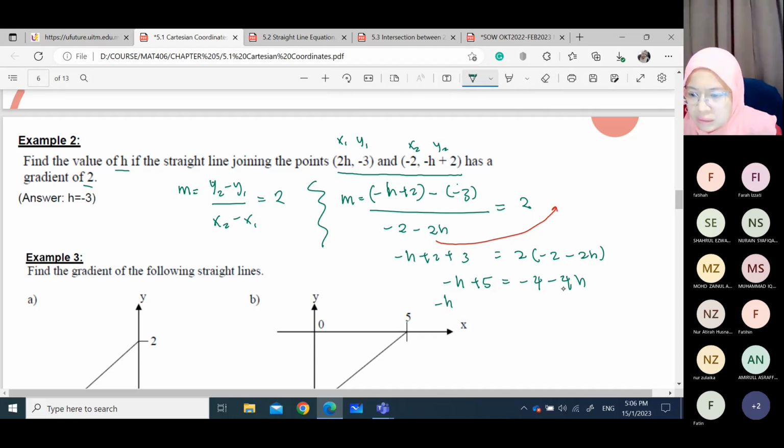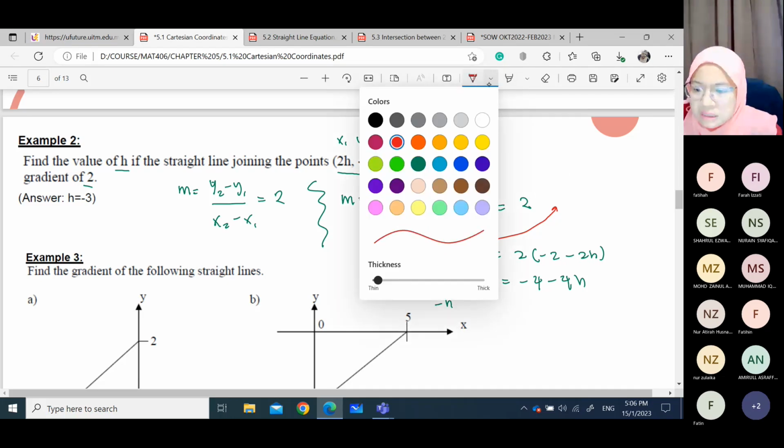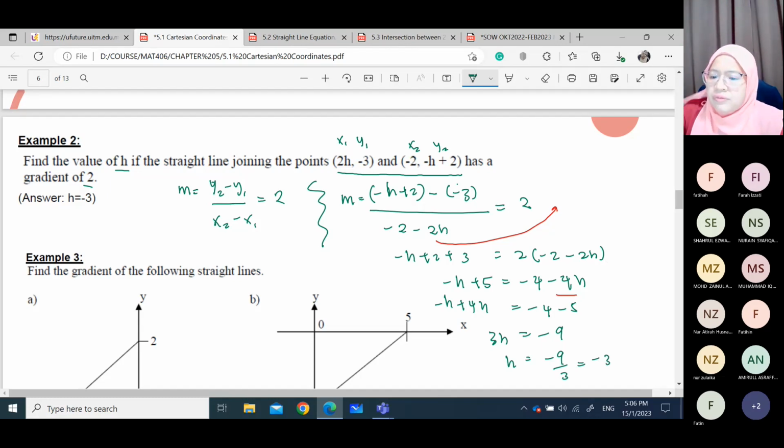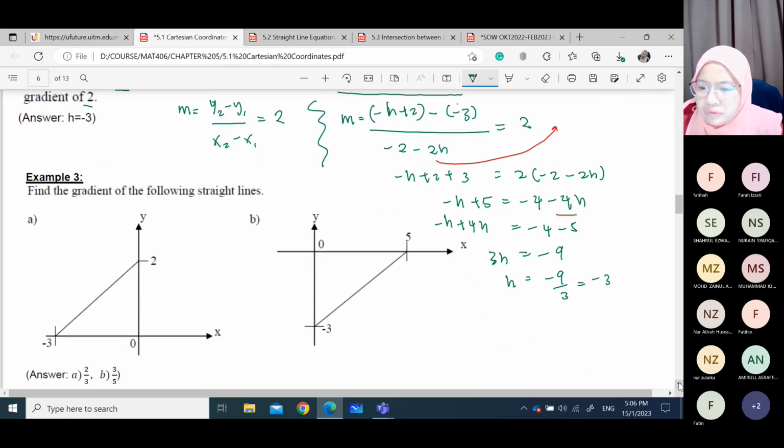So negative h, we bring it to the other side, it will become positive. Right, so second, plus 4h equivalent with negative 4 minus 5. So the negative h plus 4h, we have 3h. This one we have negative 9. And h is negative 9 over 3, and it is equivalent with negative 3. Okay, so therefore the value of h is negative 3. H is negative 3. Okay, can?